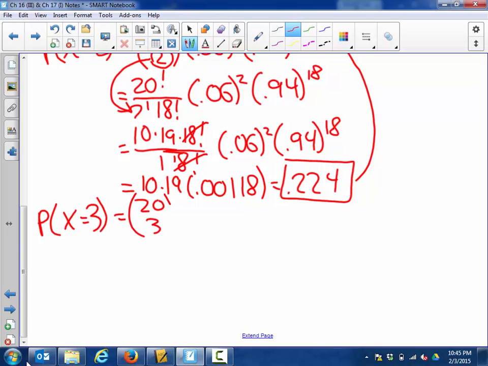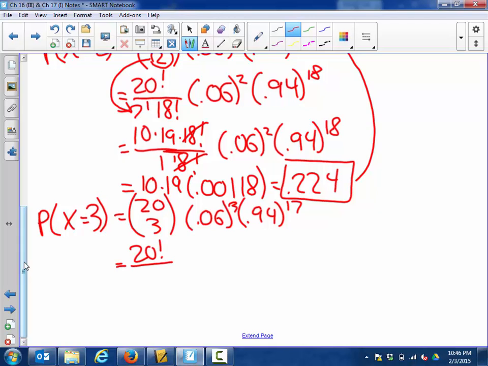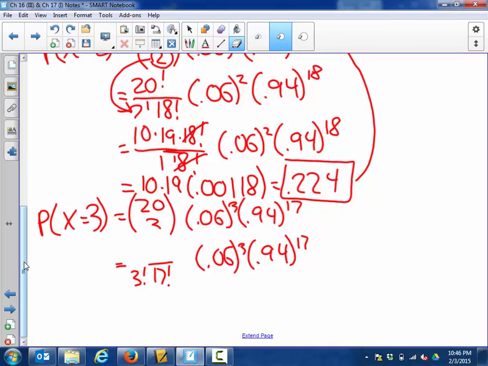So let's use this binomial formula one more time for when x is equal to 3. We have 20 blood donors. We're taking 3 to be our successes. So p is to the 3rd power, your probability of success is 6% to the 3rd power. Your probability of failure is 94% to the 17th power. So this is breaking down this combinatorics piece. That's 20 factorial over 3 factorial times 17 factorial, times 0.06 to the 3rd, 0.94 to the 17th.